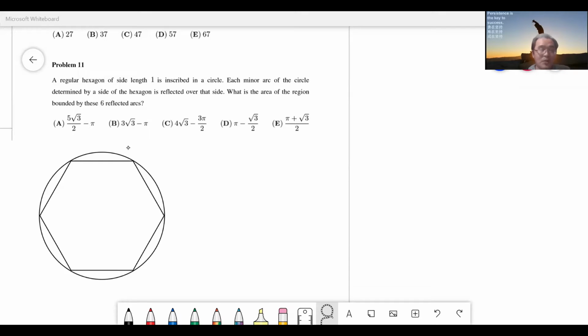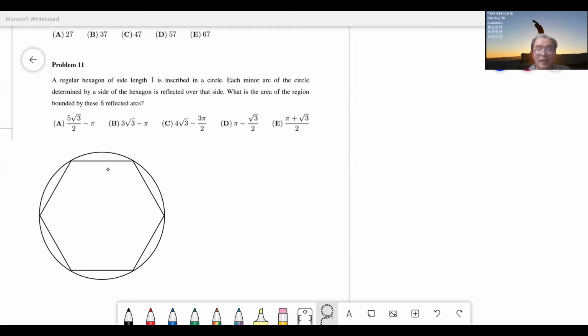Now, first we need to draw this figure. So we have a regular hexagon inscribed in a circle. You can see we have this minor arc here, a minor arc here, and we have 6 minor arcs. Each is reflected over its side, so we reflect to the other side.